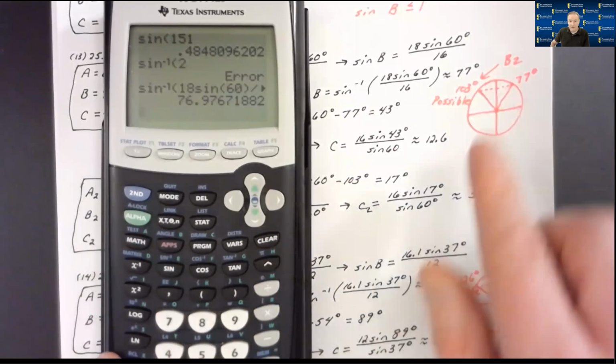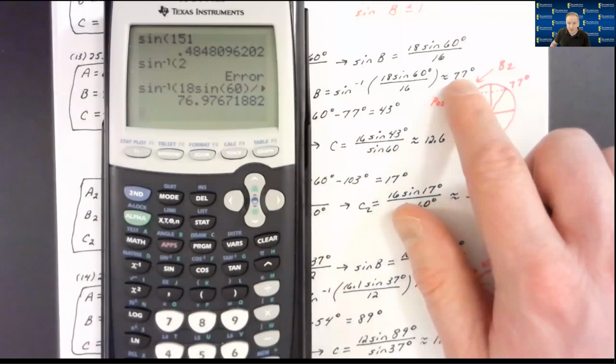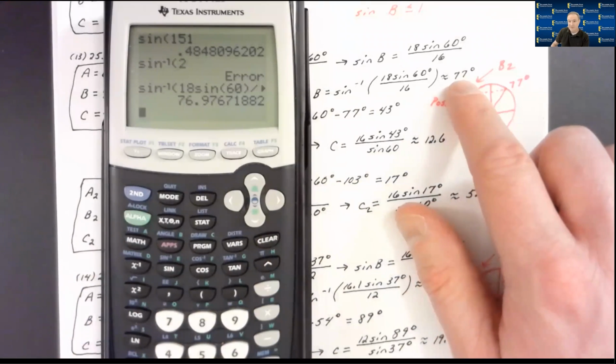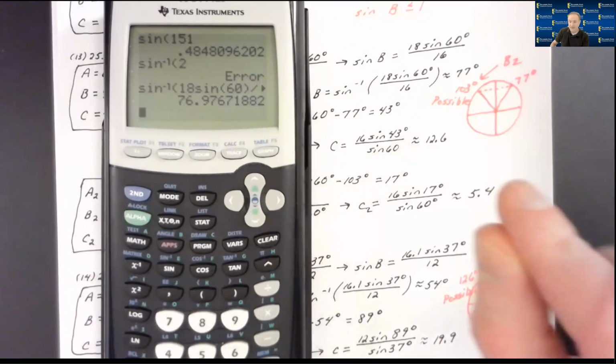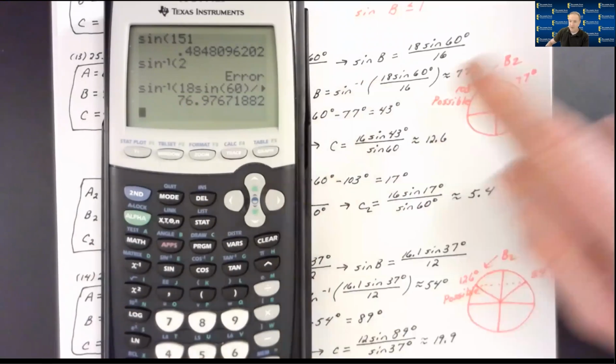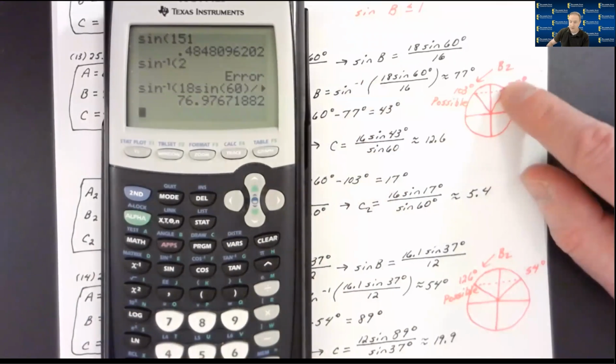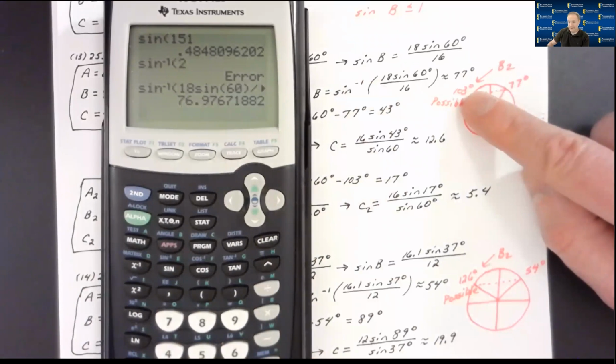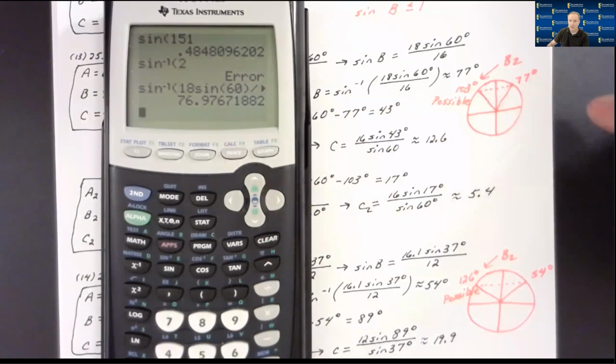And when I did this, they wanted us to round to the nearest degree, so 77 degrees. But I had to think, okay, my calculator is only capable of giving me this answer. Could there be another answer? I said, well, the other answer, if there is one, would be 180 minus 77, which would be 103 degrees.